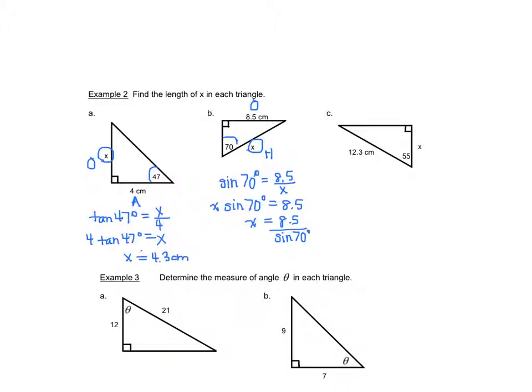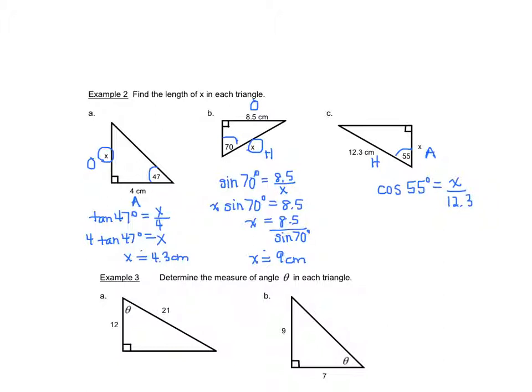Okay, so x is 8.5 divided by sine 70, which is approximately 9 centimeters. And lastly, in part C, we are looking for the length of the adjacent, and we have the length of the hypotenuse. So this time we're going to use cosine, and we'll say cosine 55 degrees is equal to adjacent over hypotenuse.